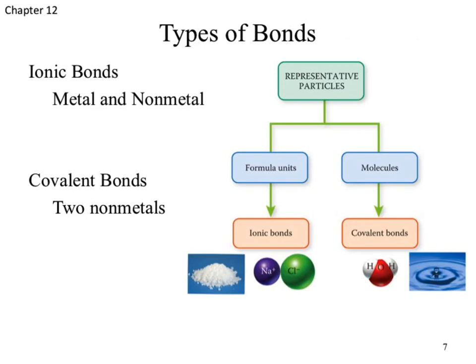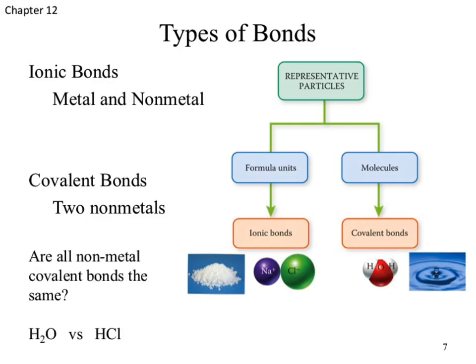Chapter 12 gave us the types of bonds. This was the section that I said we needed to go back and review. We've got our ionic bonds and our covalent bonds. Ionic bonds are metals and nonmetals. Covalent bonds are two nonmetals. Let's take a look. Are all nonmetal covalent bonds the same? H2O, HCl. Can anybody name H2O for me? Water. Can anybody name HCl? Hydrochloric acid. Same type of bond, right?